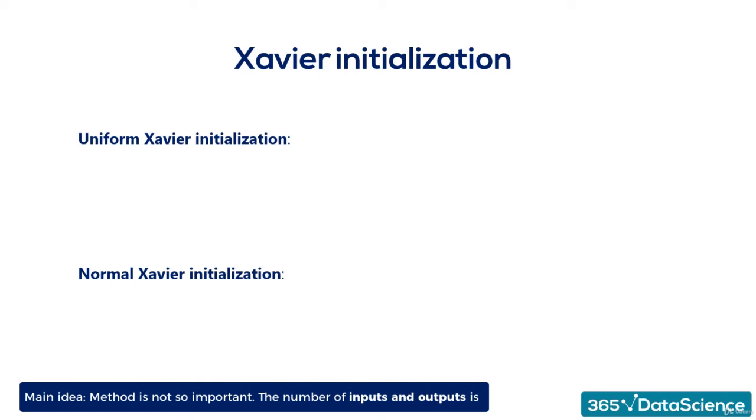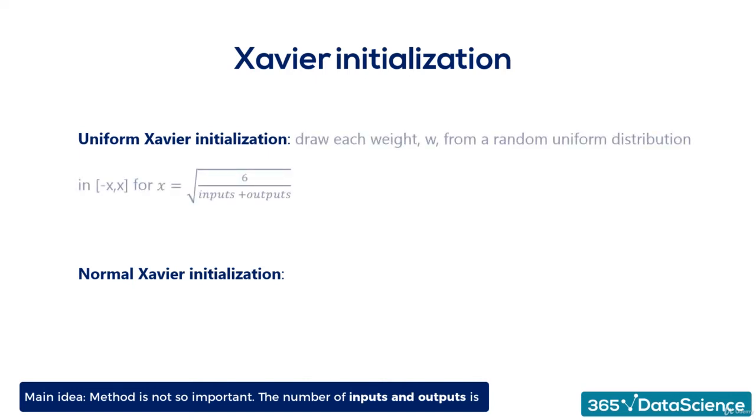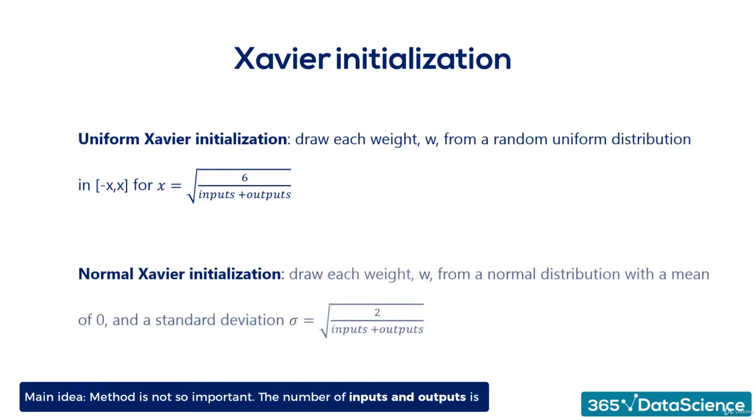There are two formulas. The uniform Xavier initialization states we should draw each weight W from a random uniform distribution in the range from minus x to x, where x is equal to the square root of 6, divided by the number of inputs plus the number of outputs for the transformation. For the normal Xavier initialization, we draw each weight W from a normal distribution with a mean of 0 and a standard deviation equal to 2, divided by the number of inputs plus the number of outputs for the transformation. The numerator values 2 and 6 vary across sources, but the idea is the same.